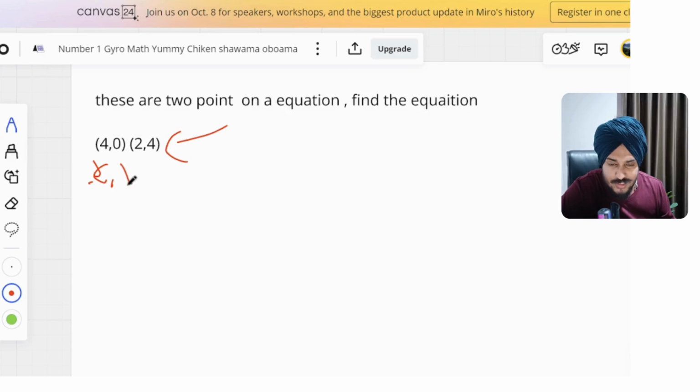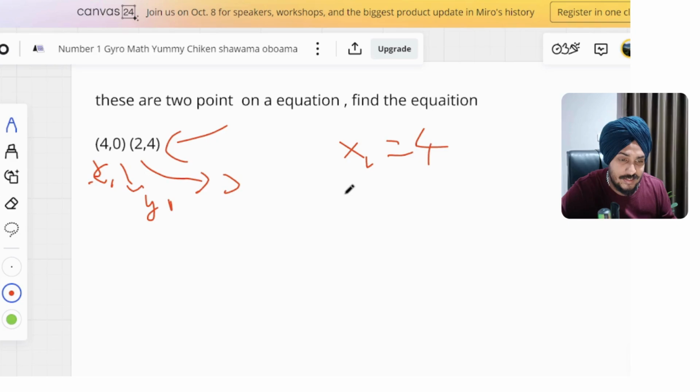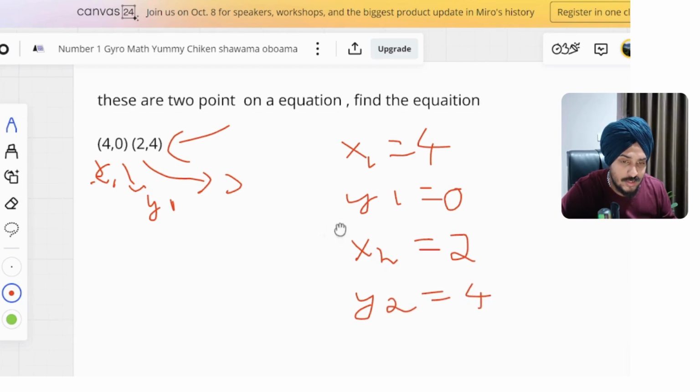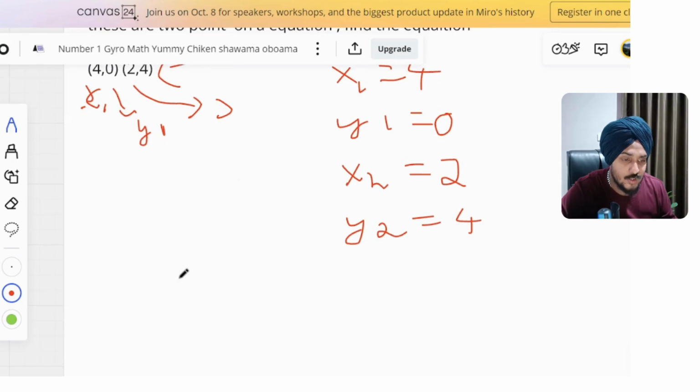Now the first coordinate will be x1, and let's say the second one will be y1. And pretty similar to this will be x2 and y2. So I can just write it in an easier way. X1 is 4, while y1 is 0. X2 is 2, and y2 is 4. Okay, so these are the points given to us on a line.